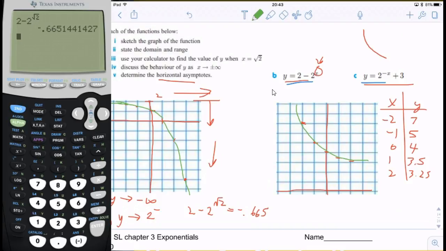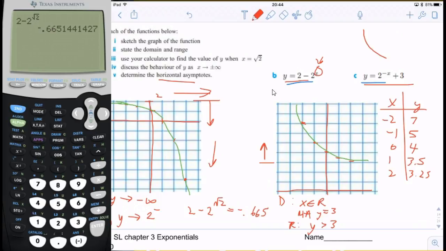So first it says state the domain and range. As usual, the domain is all real numbers, right? It goes as far to the left or far to the right as you want. The range is going to depend on the asymptote. It's going to be everything 3 and above. Is it going to include 3? No, because 3 is the asymptote. So the horizontal asymptote is y equals 3. And the range is going to be y is greater than 3, as is obvious from the drawing.